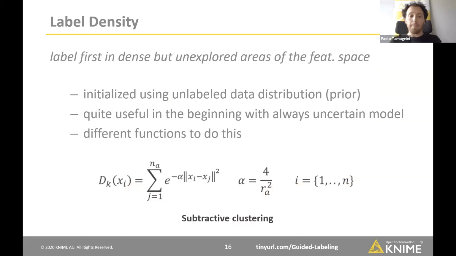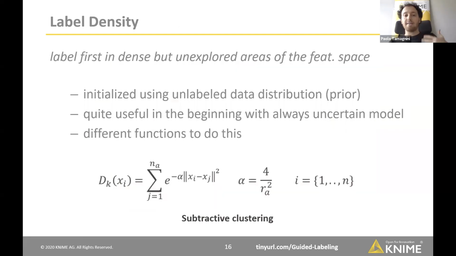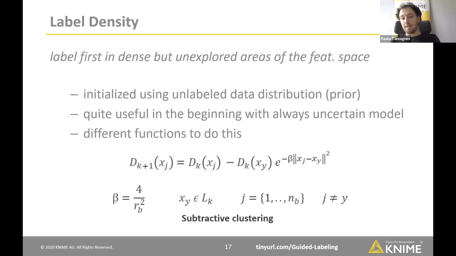But if we keep using this formula like this, we're going to label always the same points. And so we need to update this rank by reducing it when we have new labels. So at each iteration, we are going to reduce this density score, and we are going to reduce it only where we have a neighborhood with already existing labels. So what does this mean?